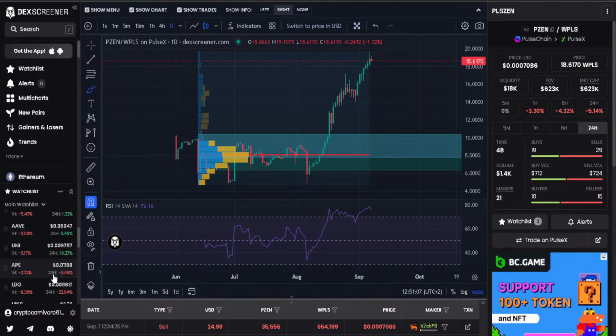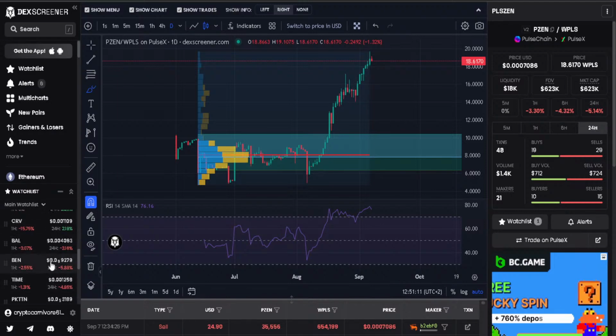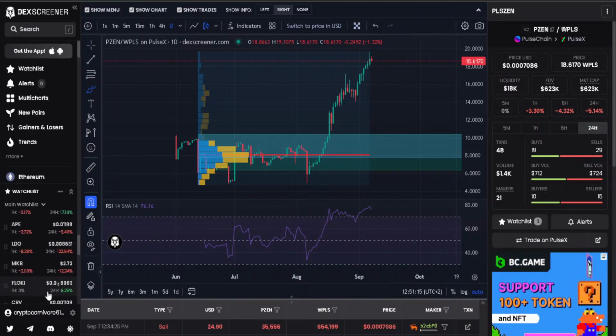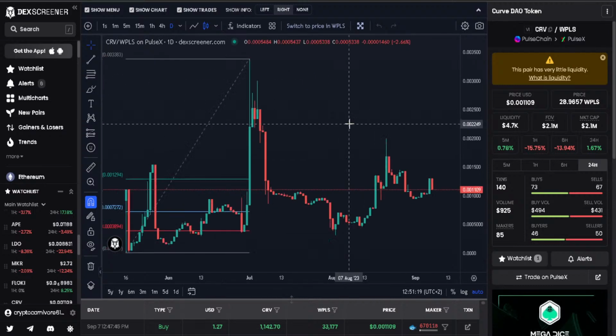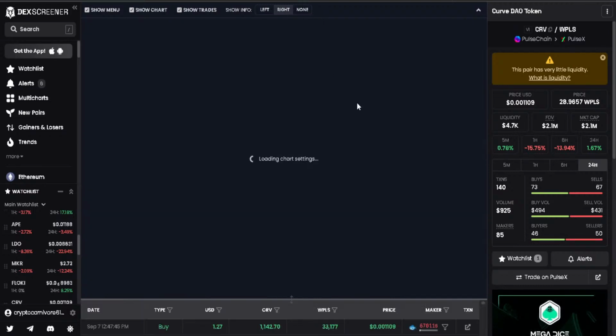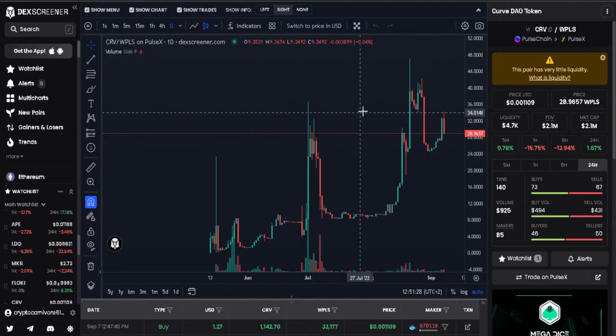Wrapped pulse, we've looked at Link, Uni. Now all of these PRC20 tokens will eventually get their day. Curve token, don't know if this is part of the iTropa vibe. Very low liquidity, but I mean this has left the station. It's not interesting at all up here.